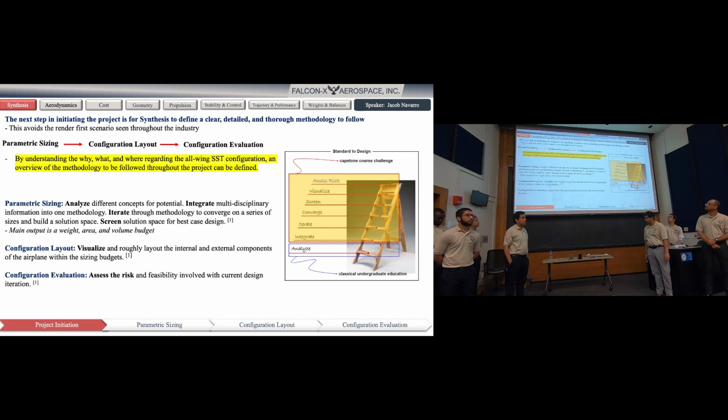So, talking about sizing, the next step in initiating this project is for synthesis to find a clear, detailed, and thorough methodology. Now, sizing is the first step, and then we move to configuration layout and configuration evaluation. Here we generate the area, weight, and volume budgets of the vehicle. We then allot to the individual components, both internally and externally. And then we move to the evaluation phase to analyze the physical feasibility, meaning can it meet the mission requirements, and the economic feasibility, meaning is it profitable.